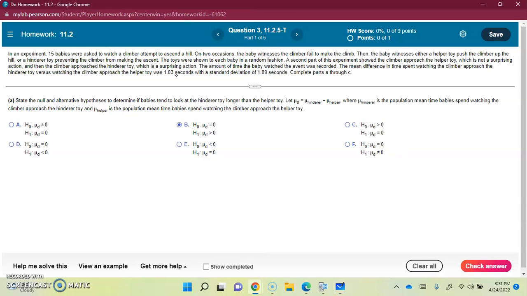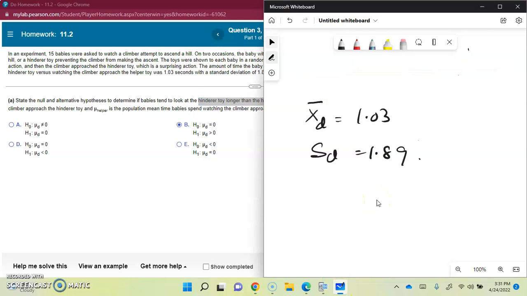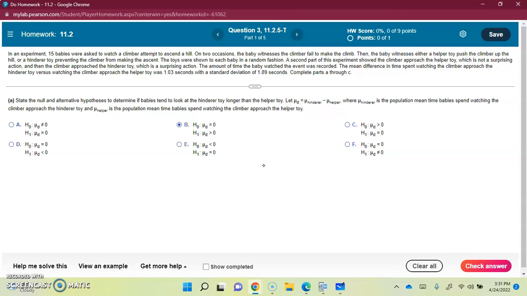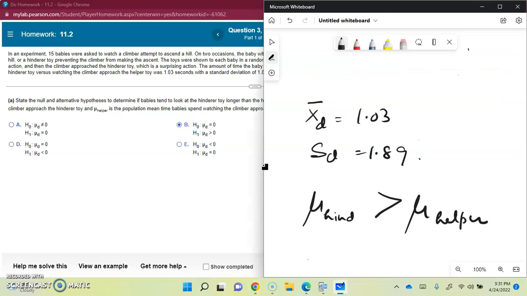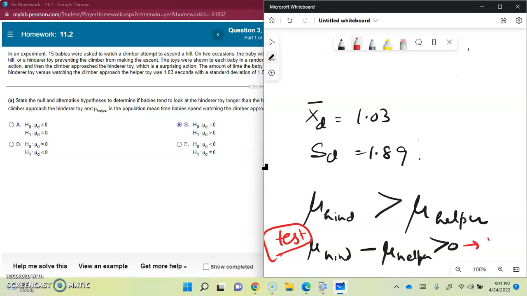State the null and alternate hypothesis to determine if the babies tend to look at the hinderer toy longer than the helper toy. So the question is if the hinderer toy's mean time was more than the helper toy. So basically, if mu d is mu hinderer minus mu helper, then mu hinderer minus mu helper has to be positive. That is what we are testing. That is our test about. So that will give you your H1.